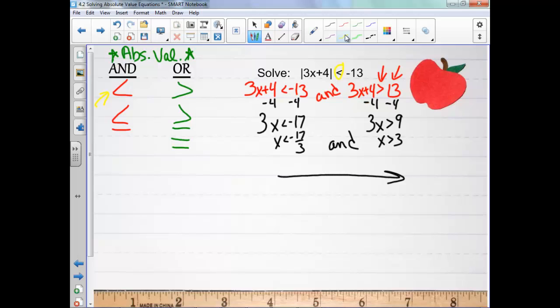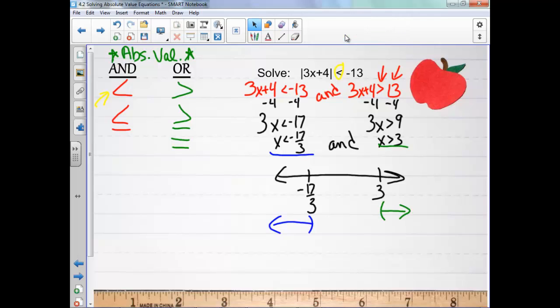Once again, we got to graph it just to see where our answer actually is. Well, now notice for and we need where we have both lines. And we don't have both lines anywhere. So this will mean no solution.